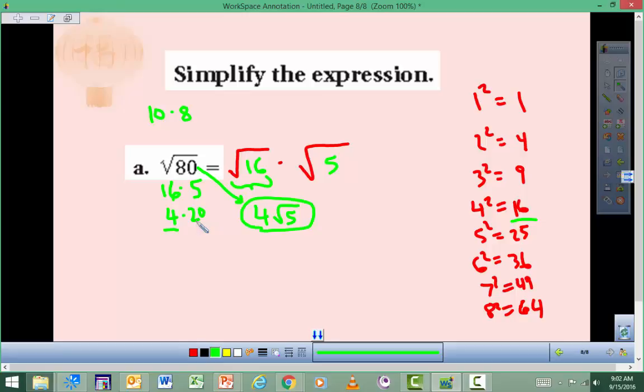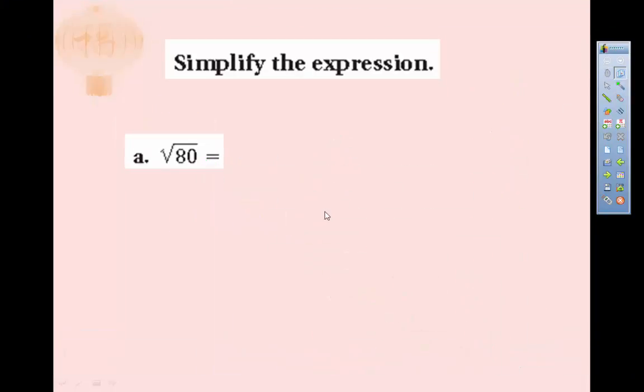I can show you that at a later time. So anyhow, like I said, the first part of this assignment has to do with these properties of square roots. All right, let's try that one.